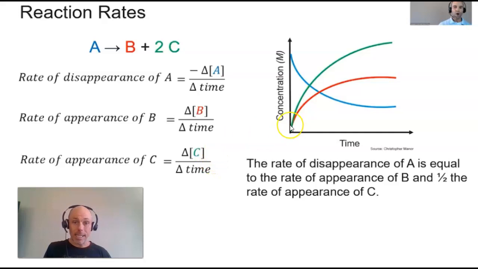Notice that because C is being produced at twice the rate B is, there's a 2 in front of C and a 1 in front of B, we see C appearing at twice the rate that we see B appearing, which is the green line versus the red line.